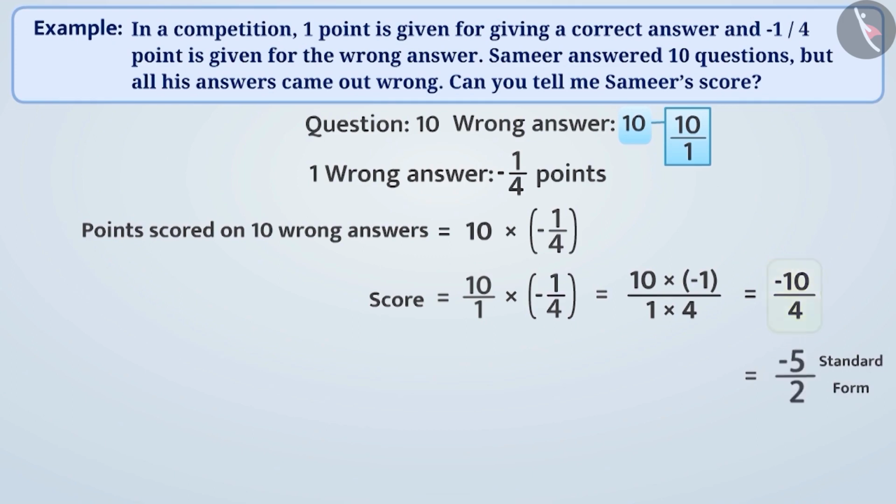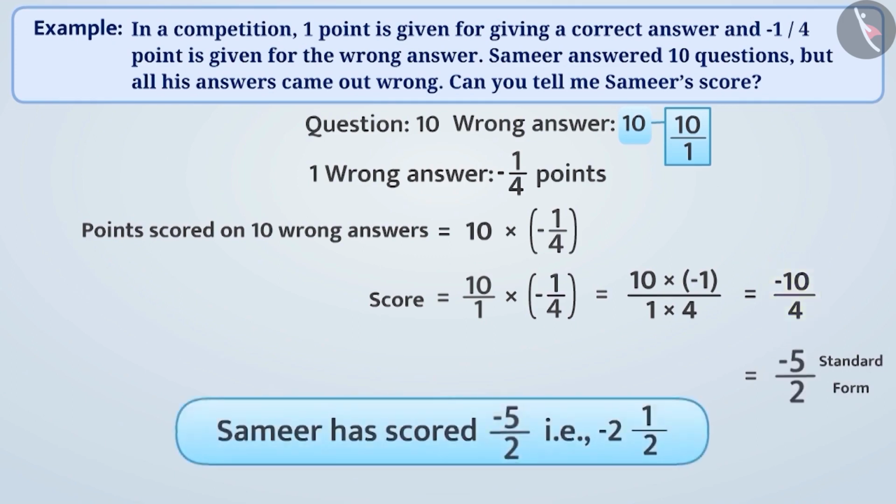We can also write this rational number as minus 5 by 2 in standard form. Now we can say that Samir has scored minus 5 by 2. We can also write this as minus 2.5.